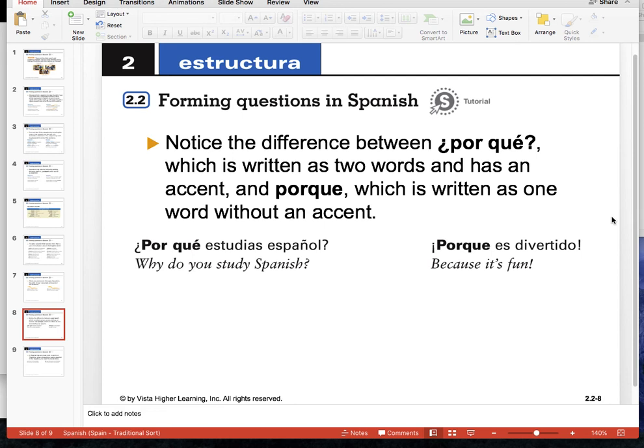So notice the difference between por qué, which is written as two words and has an accent mark, and porque, which is written as one word without the accent. So listen, there's even a very notable difference in the pronunciation. ¿Por qué estudias español? Porque es divertido. So here he's saying por qué. The stress is on que, and here it's on por. Porque es divertido. Right, so notice the difference. Por qué separate with an accent is why. Porque together, no accent, is because.